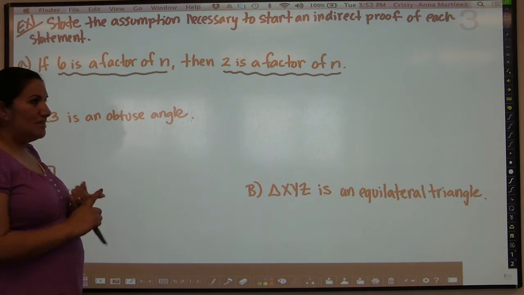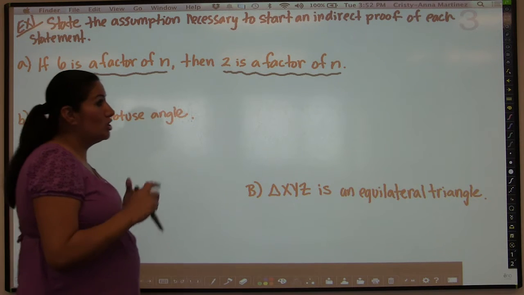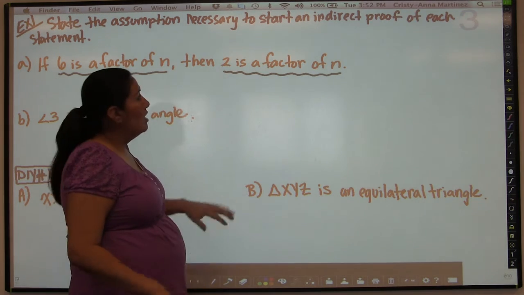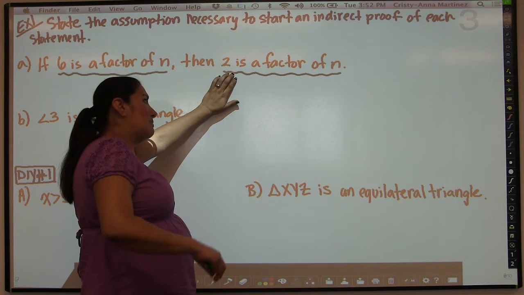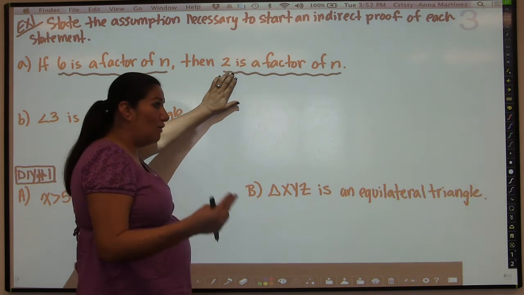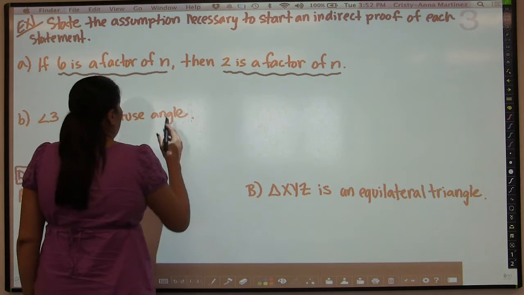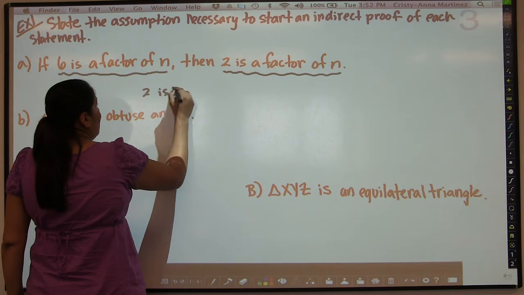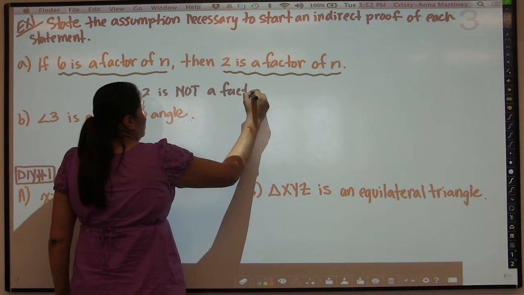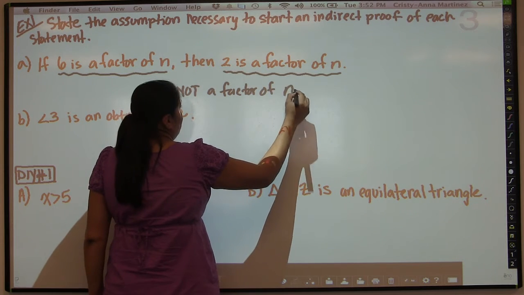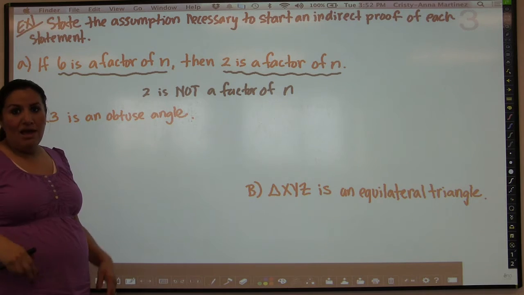Anywho, so here's my conclusion. 2 is a factor of n. Remember that the first step in an indirect proof is to assume that the conclusion is false. So if it says here that 2 is a factor of n, I'm going to assume that that's false, and if that's false, it means that the opposite of this is true. So my answer for part A is that 2 is not a factor of n. If I were going to prove this, I would start by assuming that 2 is not a factor of n, and then proceeding.